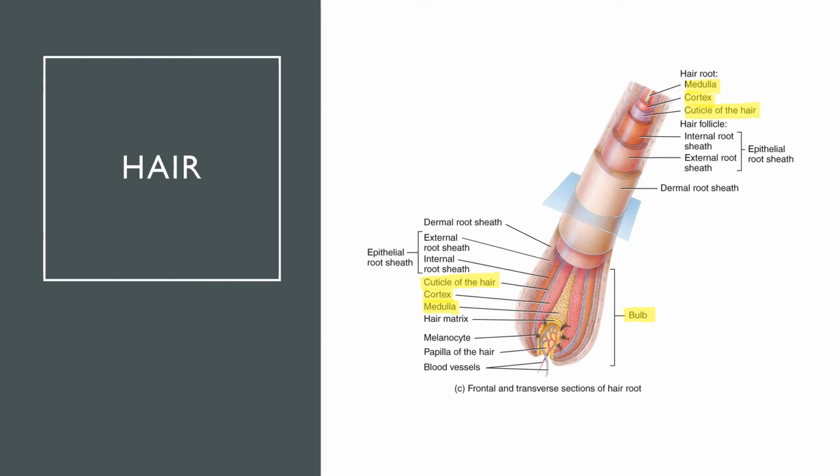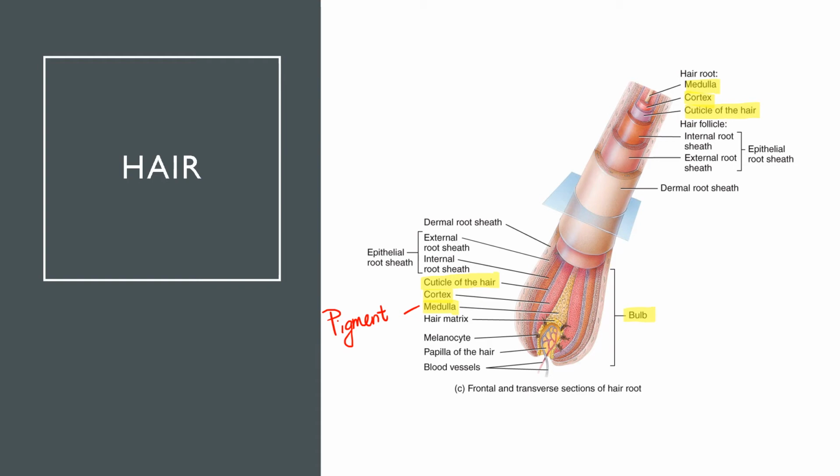Now the inner medulla, sometimes it's lacking in thinner hair. It's composed of 2 or 3 rows of irregularly shaped cells that contain large amounts of pigment granules in dark hair and small amounts of pigment granules in gray hair, and they lack pigment in white hair. So the medulla is going to be the pigment layer, the layer that gives hair its color.